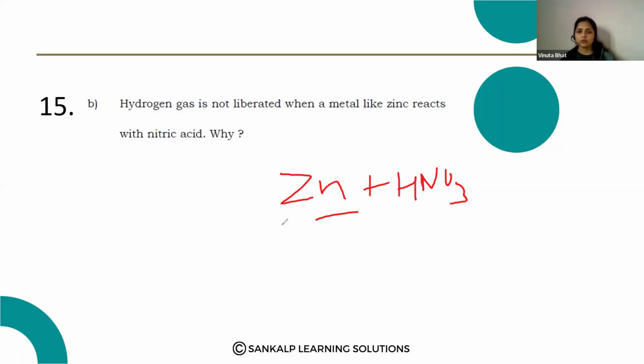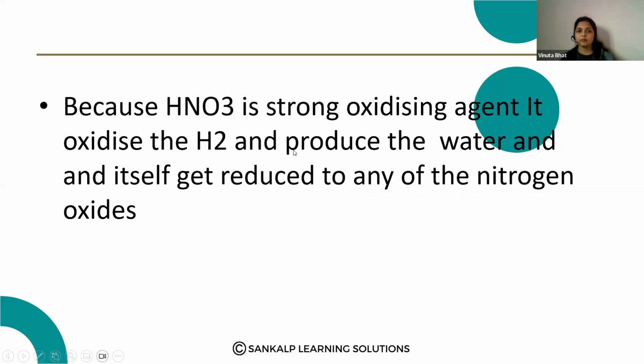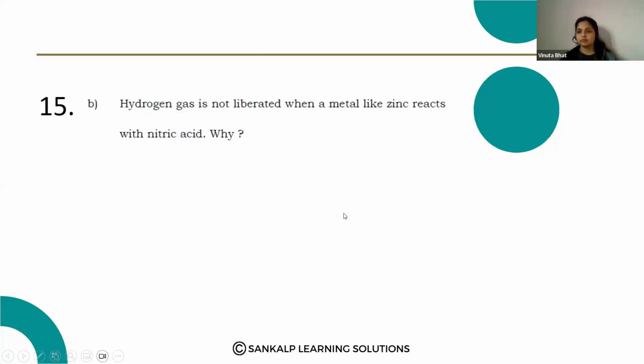You know that when a metal reacts with acids, they form hydrogen gas. But here, when it reacts with HNO3, nitric acid, the hydrogen gas is not released. What is the reason? Because HNO3 is a strong oxidizing agent. It oxidizes the hydrogen and produces water, and itself gets reduced to any of the nitrogen oxides. So for this reason, hydrogen is not produced. So this is the question.